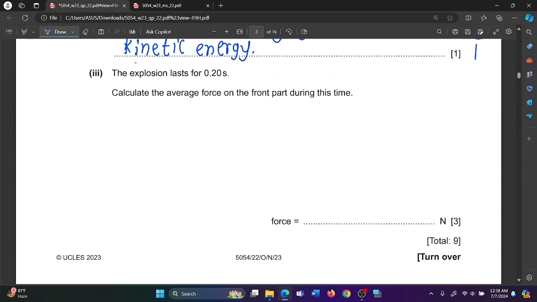In part 3, it says that the explosion lasts for 0.2 seconds. Calculate the average force on the front part during this time. Okay. So we know the formula of force according to Newton's second law is force is equal to delta P, which is change in momentum by change in time. So the change in time here is 0.2 seconds. So what's the change in momentum? Let's see.